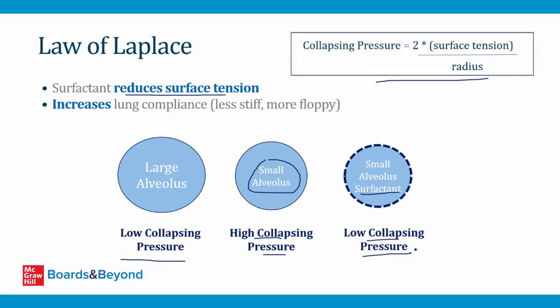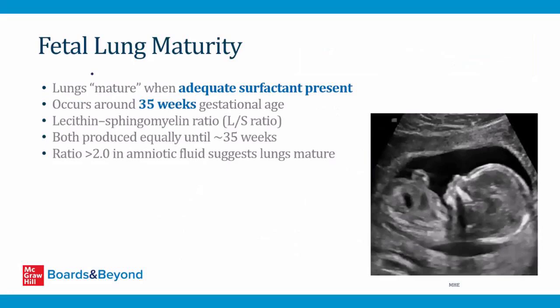Beyond keeping the alveoli open, surfactant also increases the lung compliance. It makes the lungs less stiff, more floppy, and this makes it easy for them to expand and contract with each respiratory cycle as they fill with air. So the place in clinical medicine where surfactant is most important has to do with newborn babies. And in order to understand that, let's talk about fetal lung maturity.